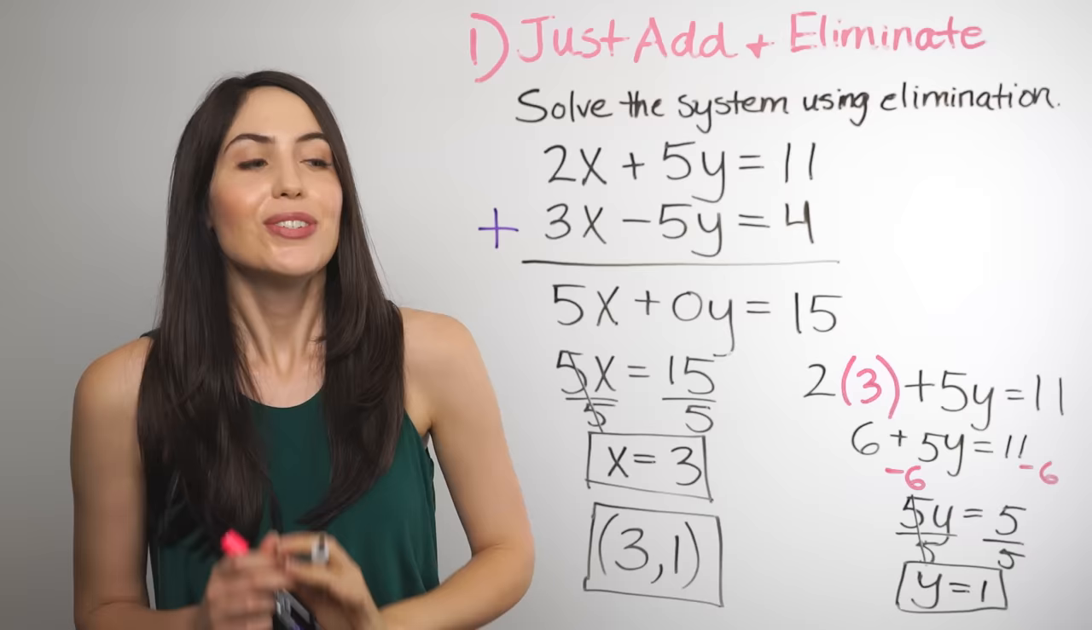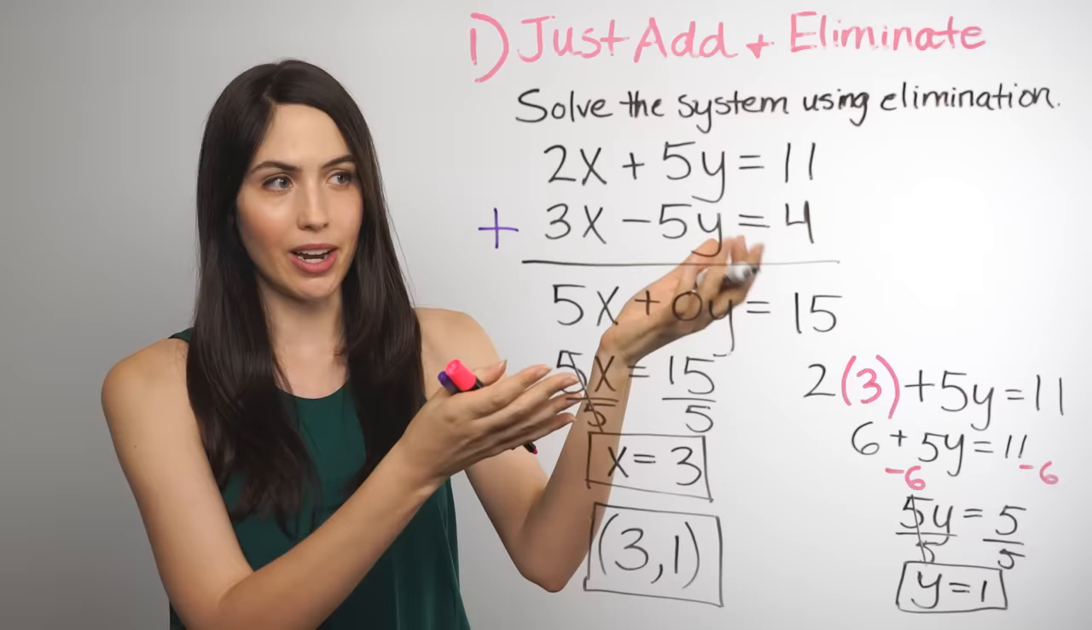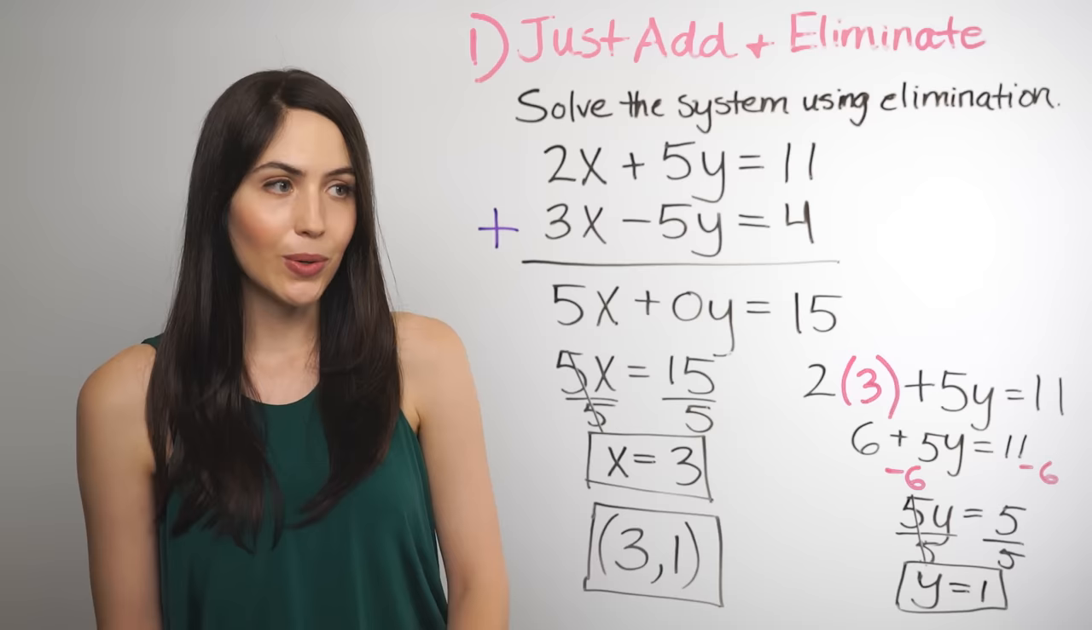Just so you know, this kind is the simplest kind, where the two equations that you're given are kind of handed to you on a silver platter with a positive and negative version of terms that will add to zero and cancel beautifully, which is great. That could happen. But what if you add the equations and terms don't add to zero and cancel right away? What do you do? Let me show you.